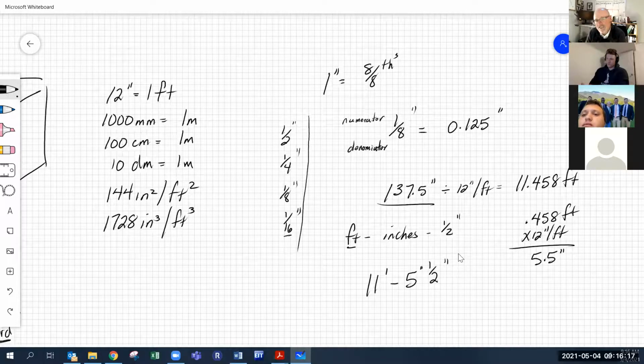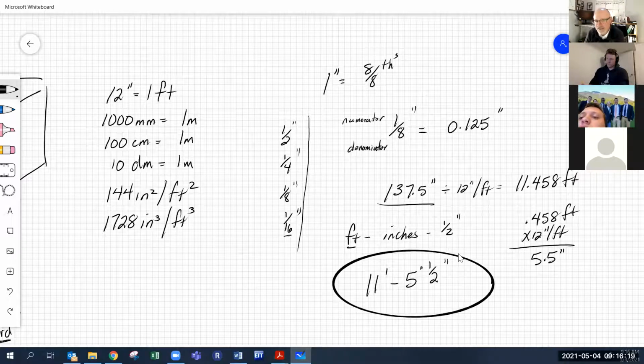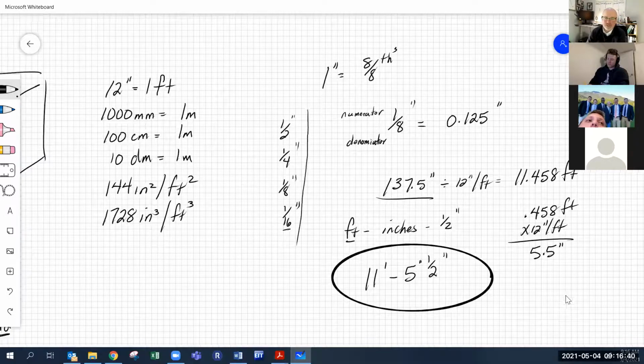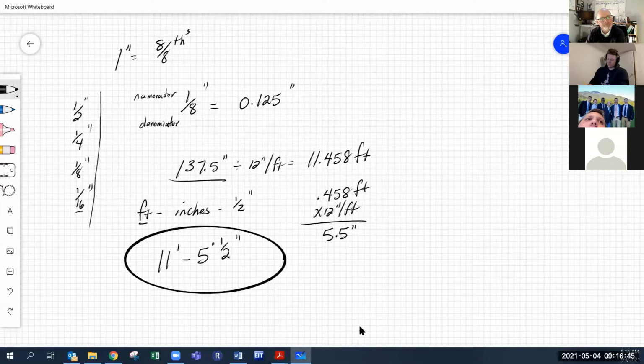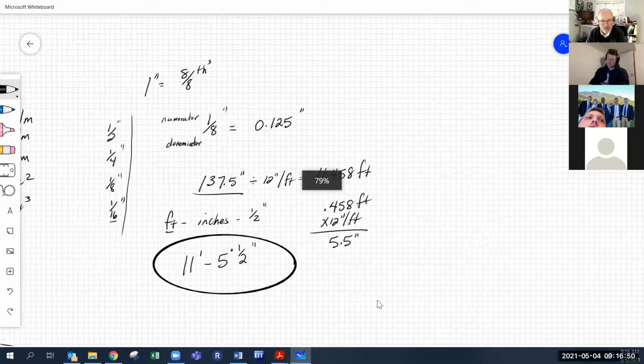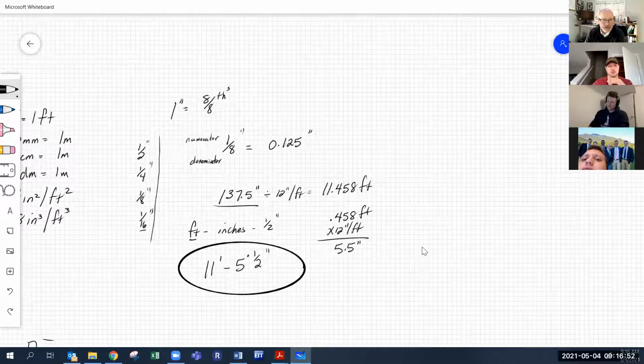So 137.5 inches comes out to 11 feet, 5.5 inches. So I'm going to expect that you guys can convert inches into decimals and decimals into fractions, etc. Does anybody need more help or more examples on that? Just shout out yes or no. Okay. Maybe there's one more. I got a little lost there.